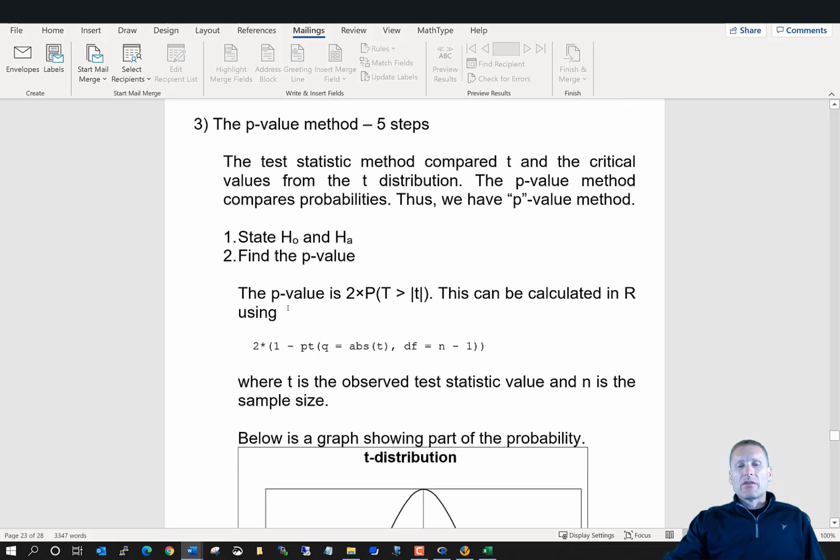Okay, so the third of these three different ways to do a hypothesis test is what's called the p-value method. This is very, very similar to the test statistic method. The difference is instead of looking at values that would be on your x-axis of the drawing of a t-distribution, instead you're going to look at areas underneath the curve, or probabilities, to make the judgment.